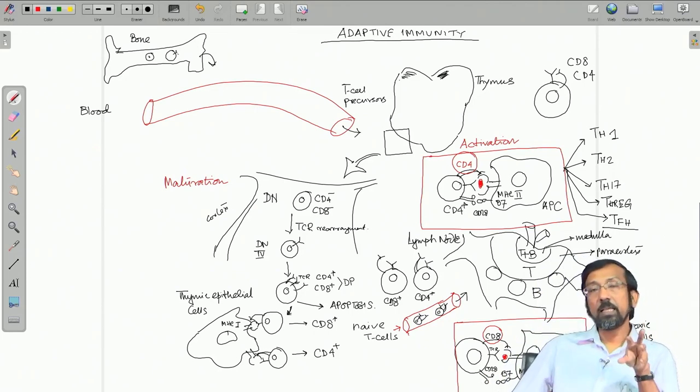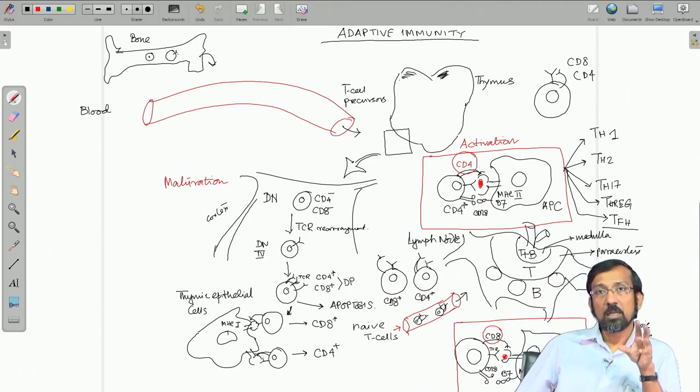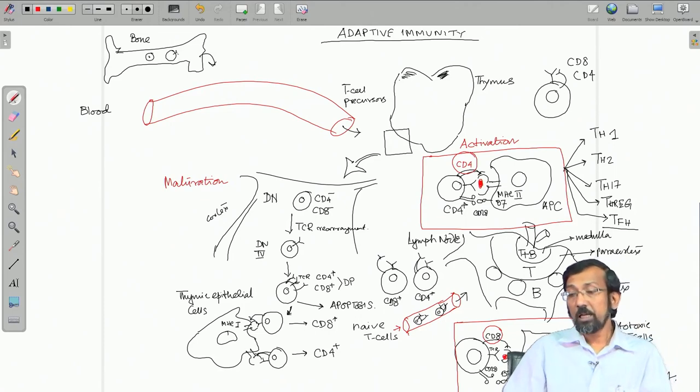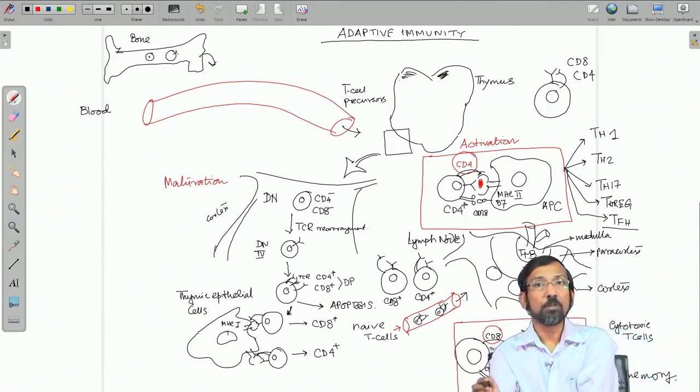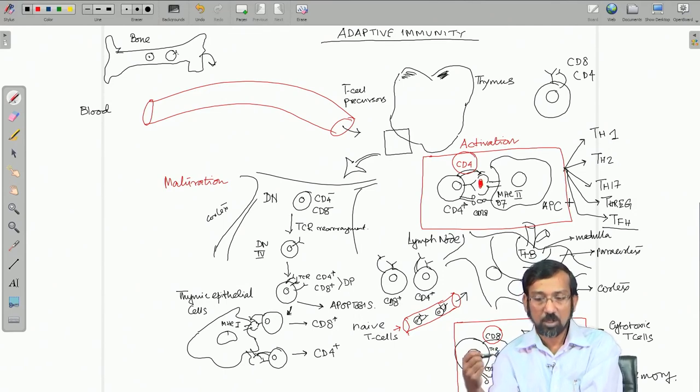And the T helper cells, now these T cells, this depends on what type of cytokine is actually present in the surrounding, and depending on that they start differentiating into the different types of T cells, the Th1 or the Th2 or the Th17 or the Treg or the TFH cells.